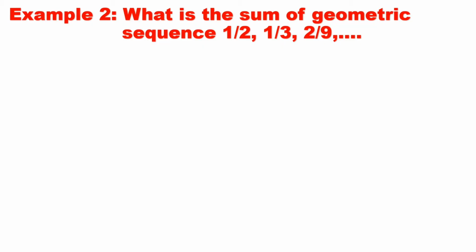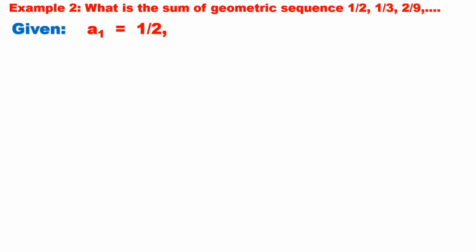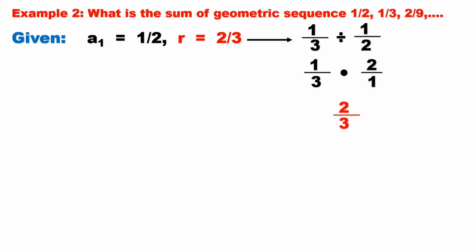Example 2. What is the sum of the geometric sequence 1/2, 1/3, 2/9 up to infinity? Our givens are a sub 1 equals 1/2 and our common ratio or r is equal to 2/3. 2/3 came from 1/3 divided by 1/2. From division, proceed to multiplication. Get the reciprocal of 1/2, which is equal to 2 over 1. 1 times 2 is 2. 3 times 1 is 3. That's why we have 2/3.